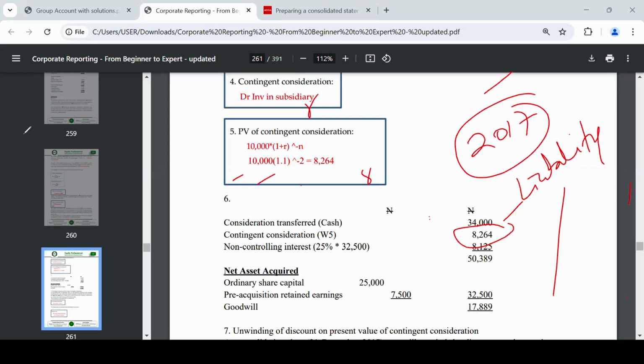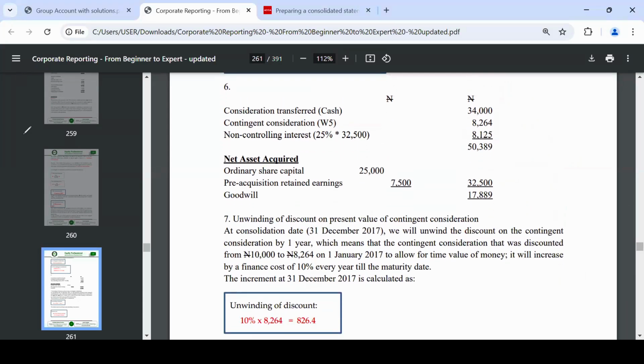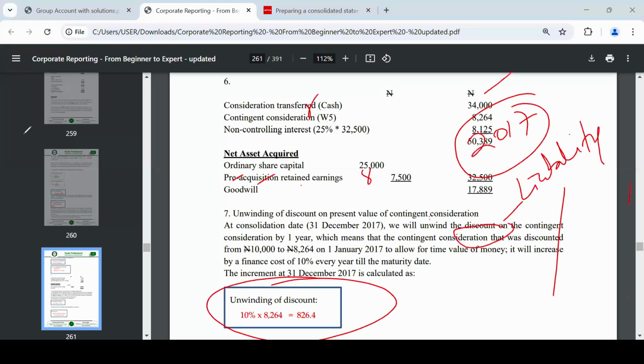That unwinding, look at how it was done. We'll say what is the cost of capital multiplied by the present value of the contingent consideration. That was what they did here. 10% of the 8,264. And now, what do we do with this? I said this 8,264 will be treated as a liability, right?